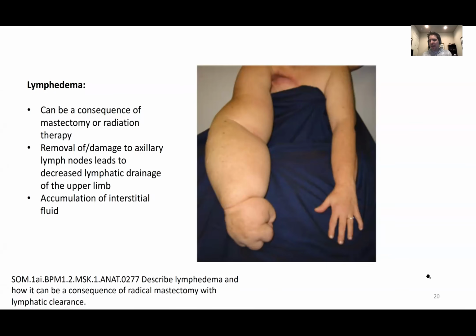Okay, so the anterior axillary is the sentinel node for breast drainage. So the question was asking if she had breast cancer, if it metastasized. The first place it's going to go primarily is the anterior axillary node. Okay, so that's the sentinel node in regards to breast cancer.